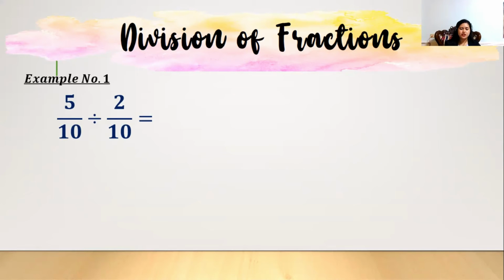So we have a fraction 5/10 divided by 2/10. So one thing to remember in dividing a fraction is that you need first to identify what is the divisor of our given fraction. So for this example, our divisor is 2/10. So we copy first the given first number, 5/10.